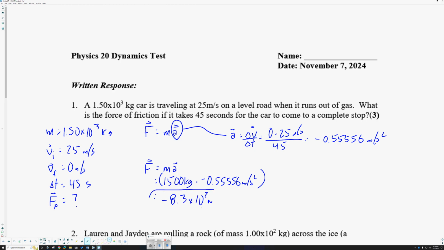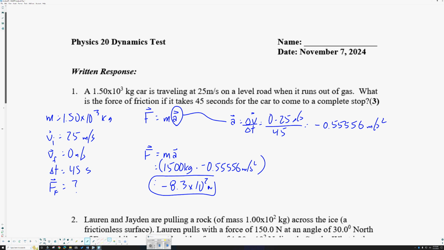And that negative should make some sense, right? If the car is going forward, that force of friction that's required to stop it is going to be backwards. It's a negative force.